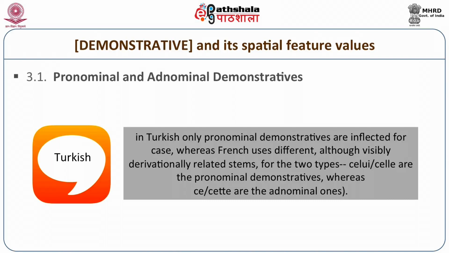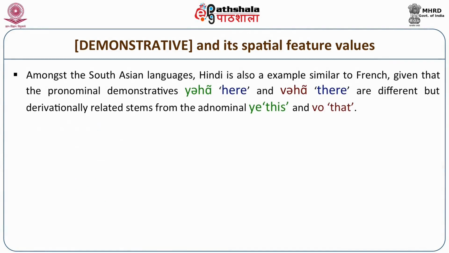In other languages, however, there is a morphological difference between pronominal and adnominal demonstratives. In Turkish, only pronominal demonstratives can be inflected for case, whereas French uses different demonstratives for the two types. Celui or celle are the pronominal demonstratives, whereas ce and cet are the adnominal ones. Hindi, as a South Asian language, gives us examples similar to French.